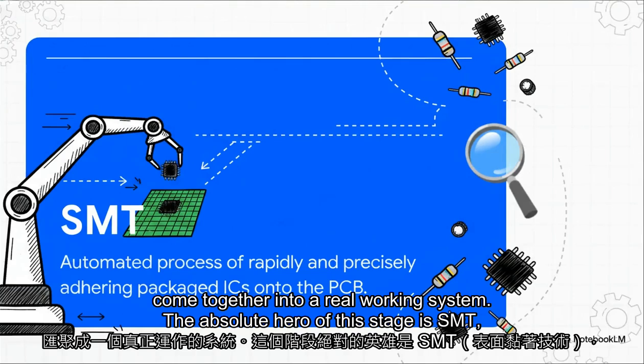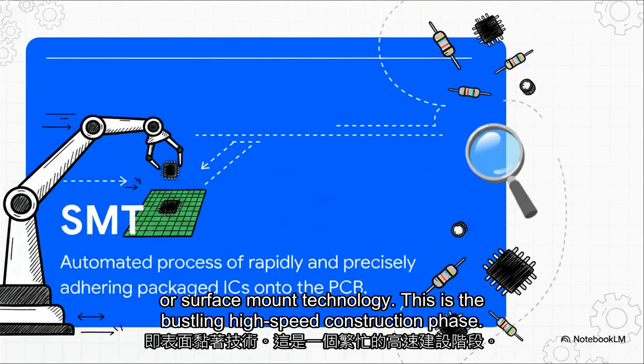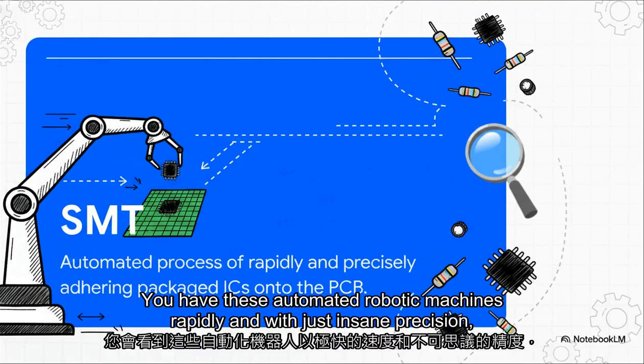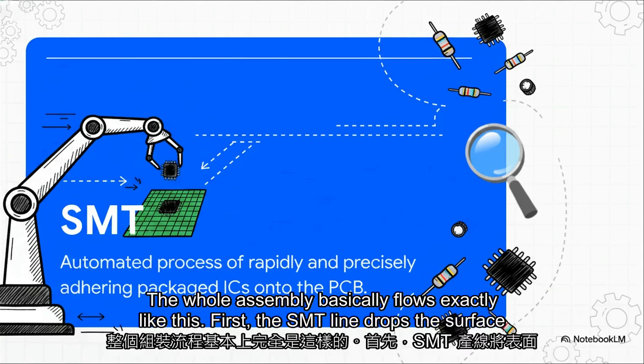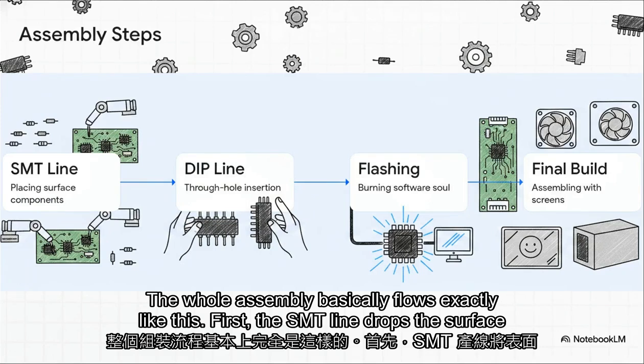The absolute hero of this stage is SMT, or surface mount technology. This is the bustling, high-speed construction phase. You have these automated robotic machines rapidly and with just insane precision, placing all of our packaged IC skyscrapers directly onto the surface of our empty city grid. The whole assembly basically flows exactly like this.